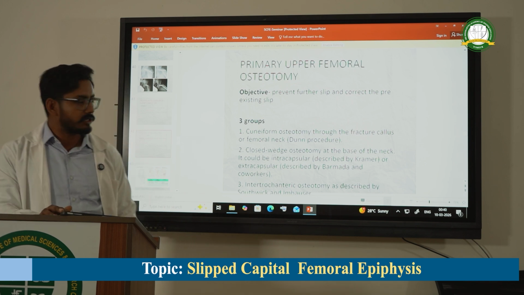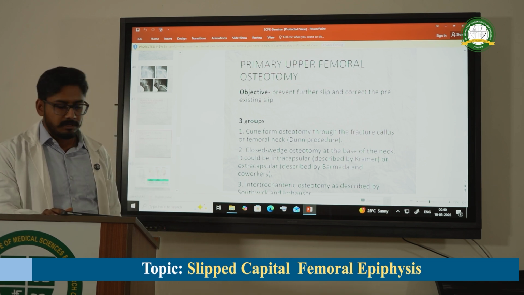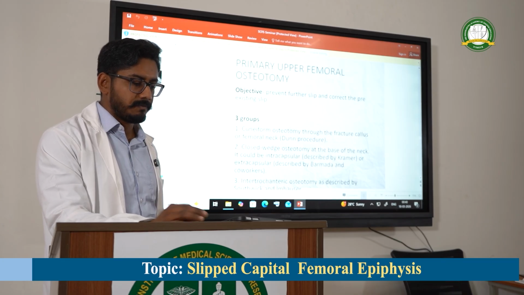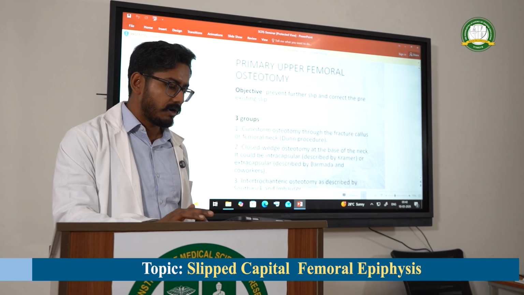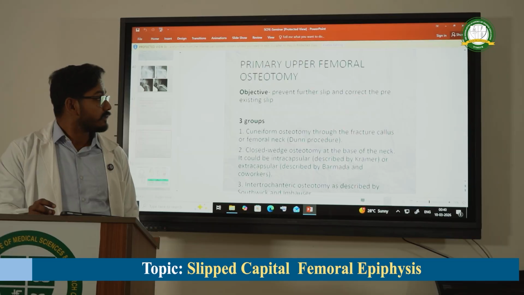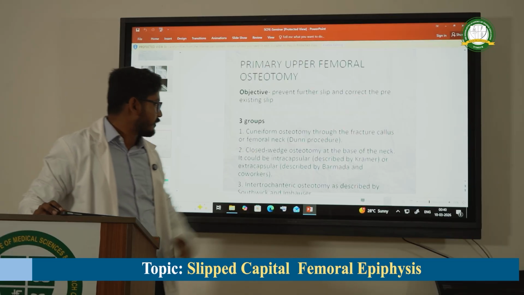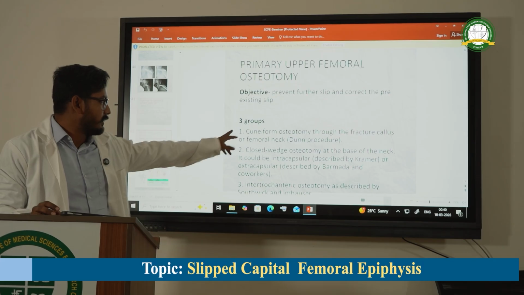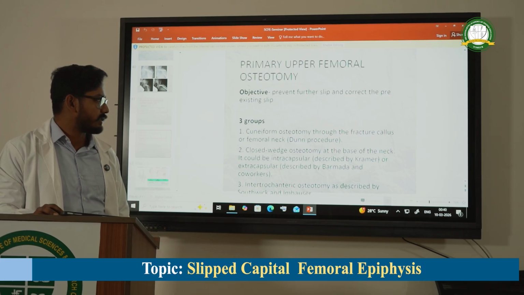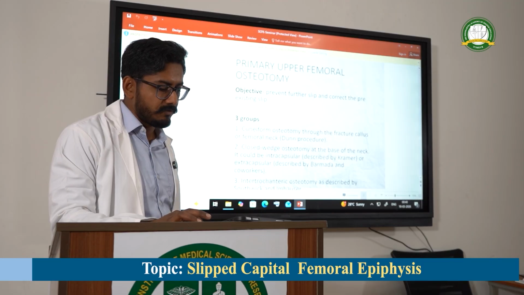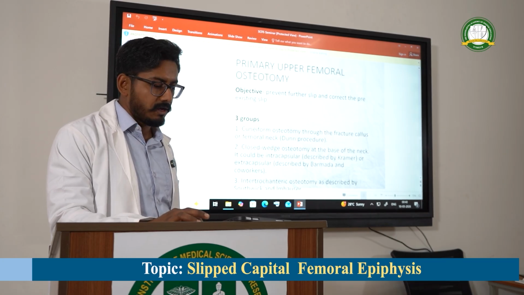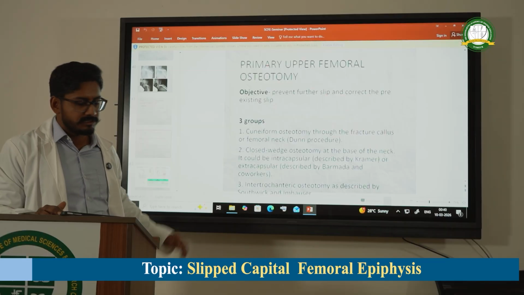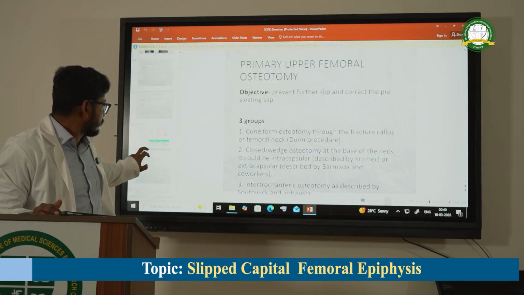Primary upper femoral osteotomy is one of the methods. The objective is to prevent the slip and correct the pre-existing slip. There are 3 groups of osteotomies that we prefer. One goes through the femoral neck, proximal part, cuneiform osteotomy through the fracture callus, and the second one is closed wedge osteotomy at the base of the neck, and intertrochanteric osteotomy as described by Southwick and Kramer.